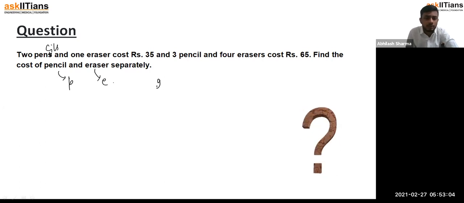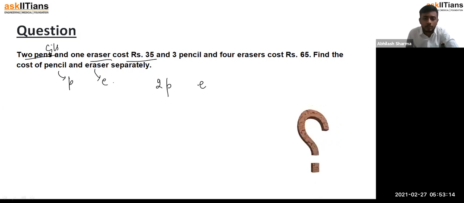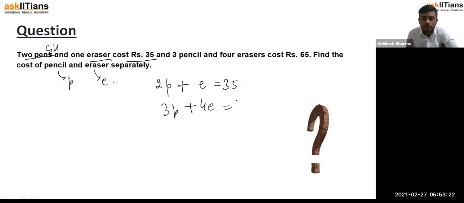So two pencils will cost 2p, and one eraser will cost 1e or e. So they together cost rupees 35. So this plus this will give us 35 rupees. Three pencils, four erasers together cost 65 rupees. We have to find cost of p and e basically, right?